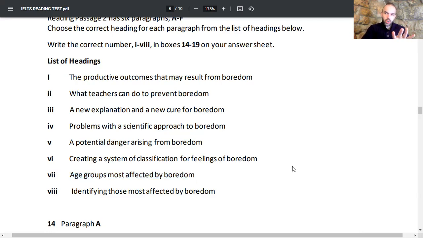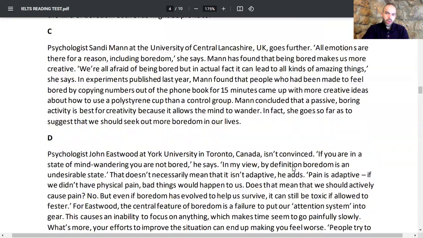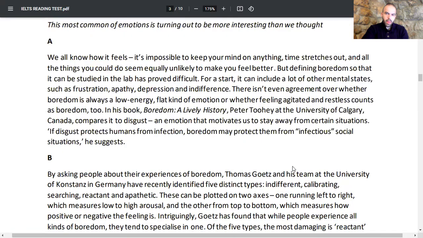So as you screenshot this, now I'm going to pause the screen on paragraph A and B.